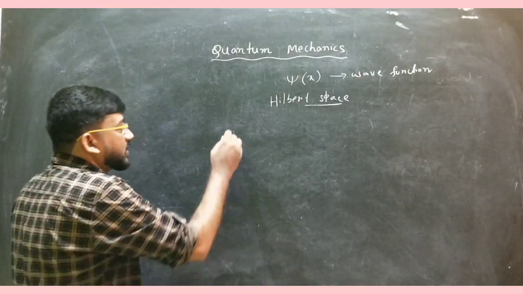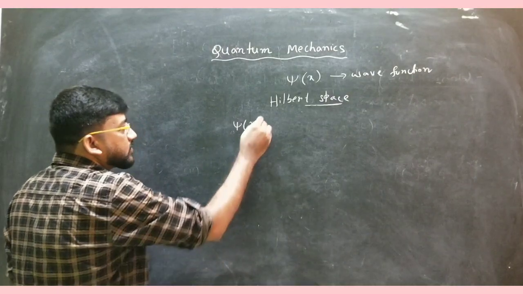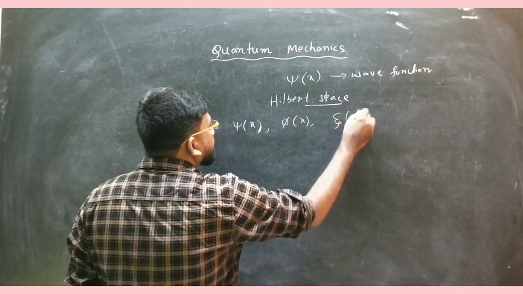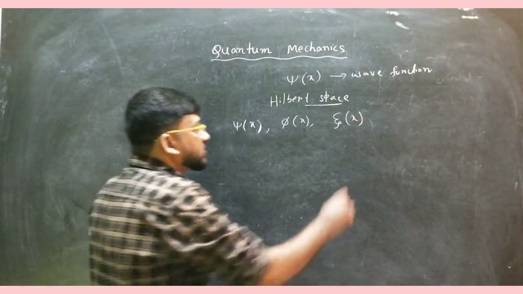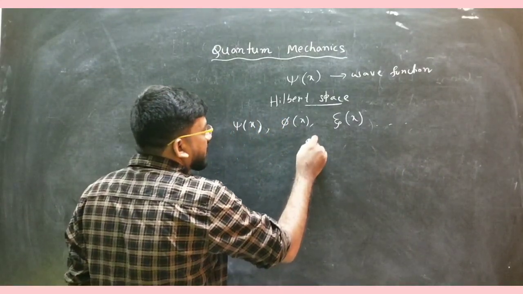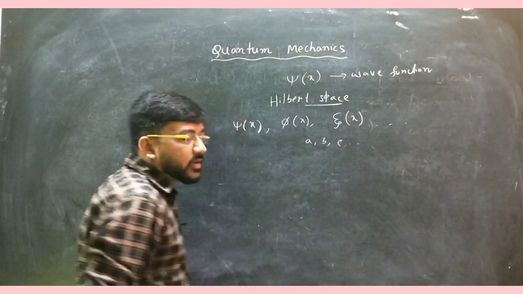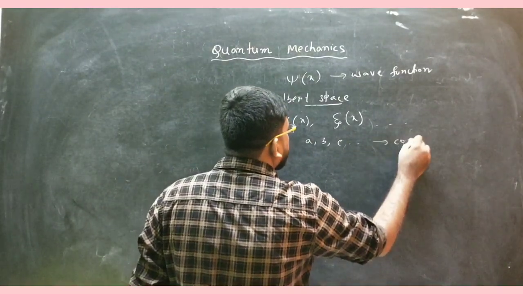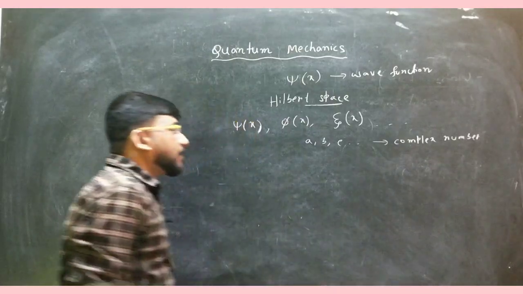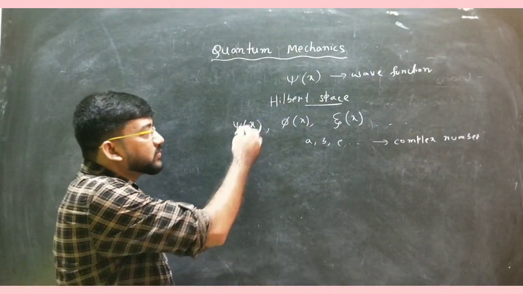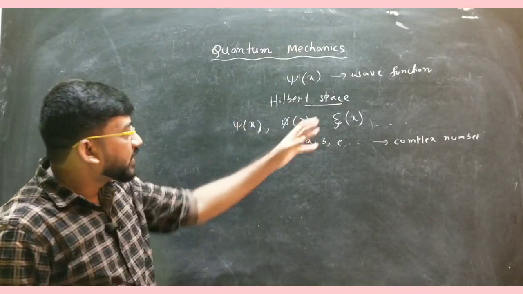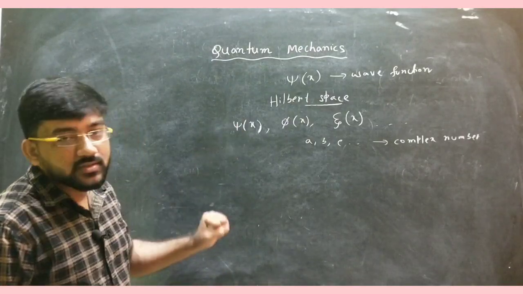So let us consider some functions like psi of x, or phi of x, or xi of x. Let us consider these kinds of functions, which are members of Hilbert space, and associated with these functions some numbers like a, b, c. These are basically complex numbers. Now we have to understand the properties of these functions together with these complex numbers.